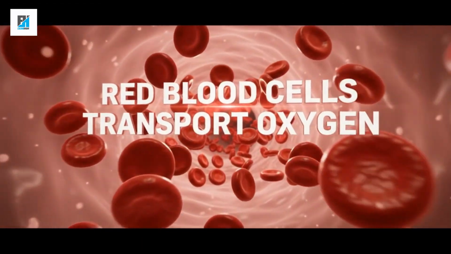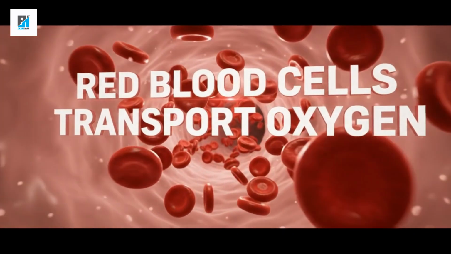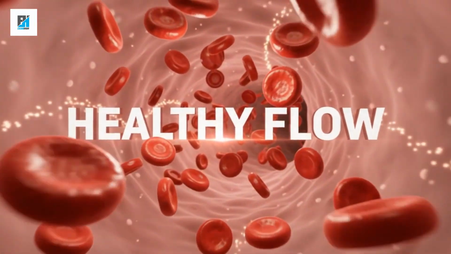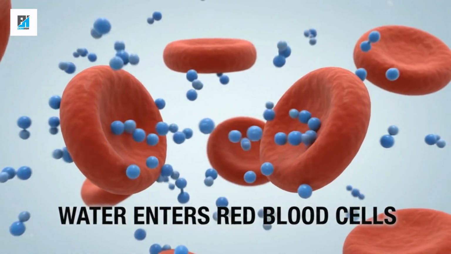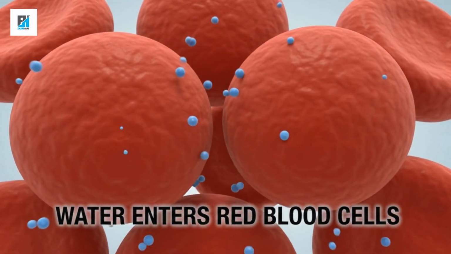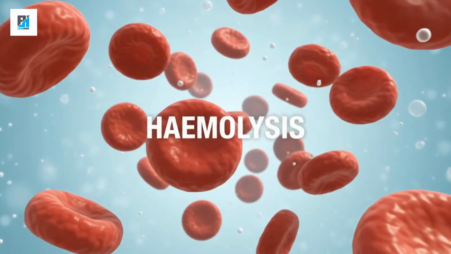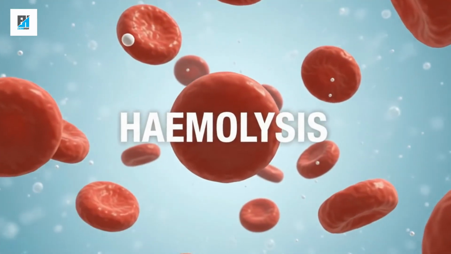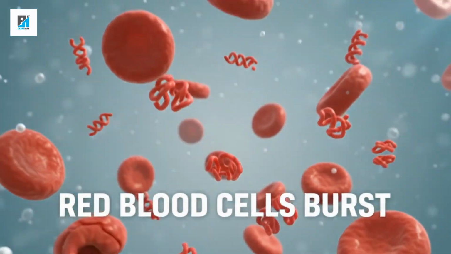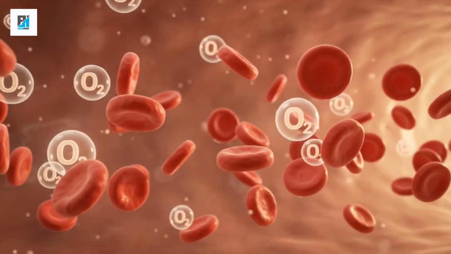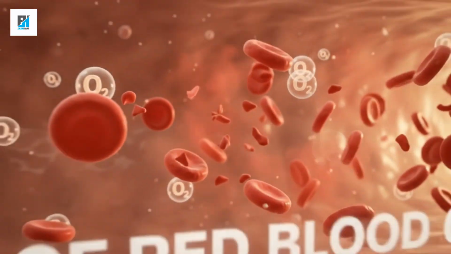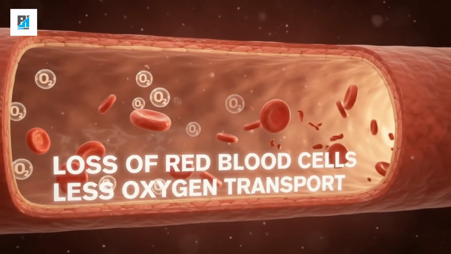Red blood cells transport oxygen around the body. Their shape must remain normal for them to function well. When red blood cells are placed in a very dilute solution, water enters them by osmosis. Hemolysis occurs when red blood cells absorb too much water, swell, and burst. Hemolysis can reduce the number of functional red blood cells and can lead to loss of blood cells.